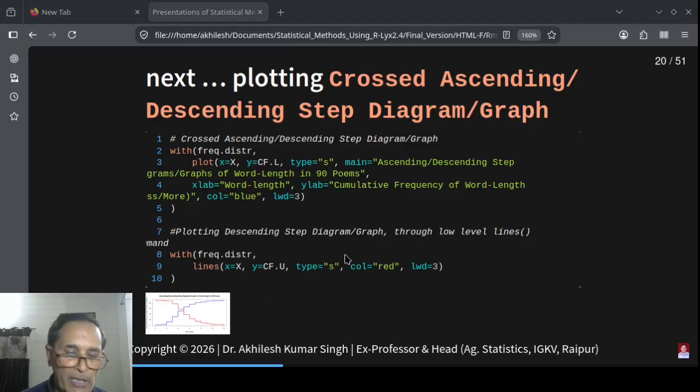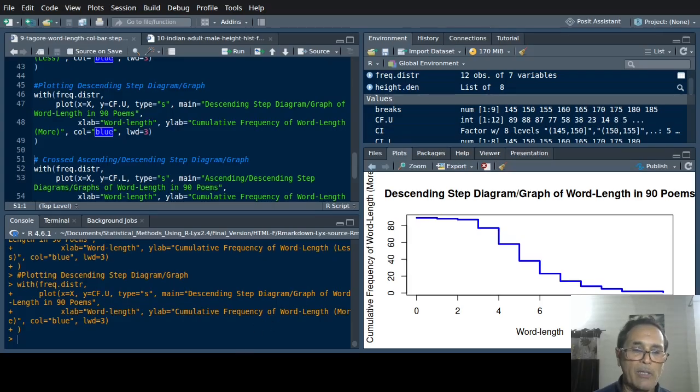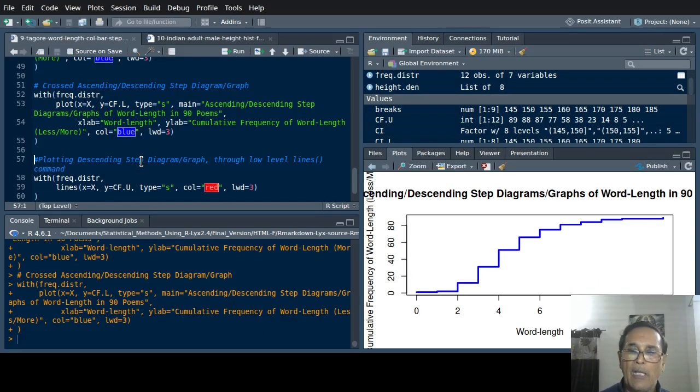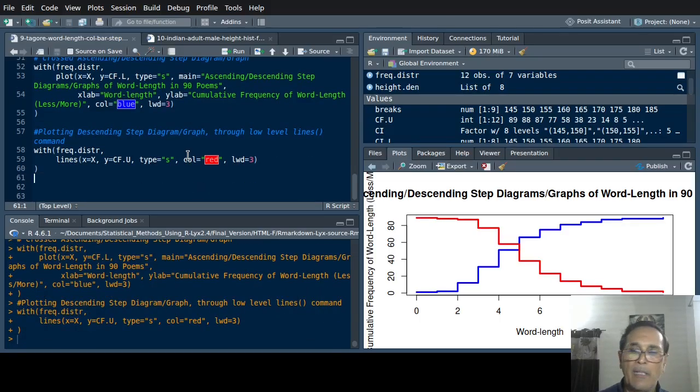Now I shall take you to RStudio, where we shall compute it again. You see, this is our ascending, descending both, but in particular now this is ascending. Now the latter lines command gives us the descending step diagram. Okay, now I shall be taking you to the discussion part.